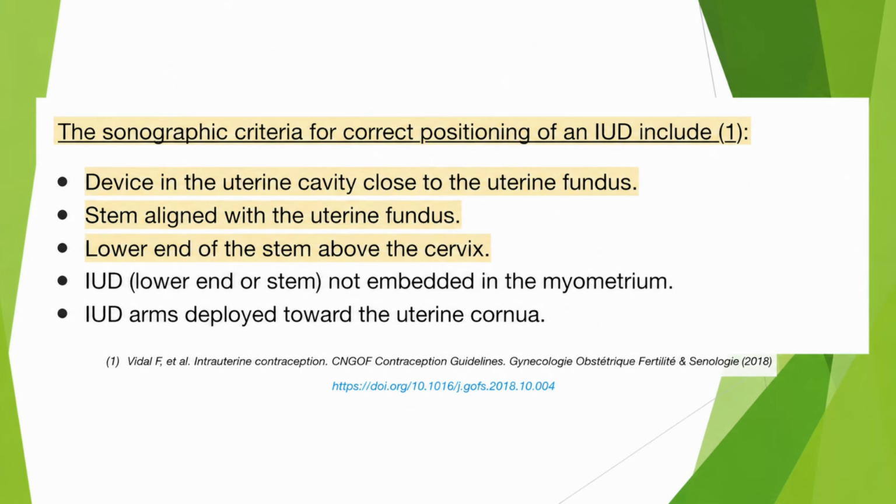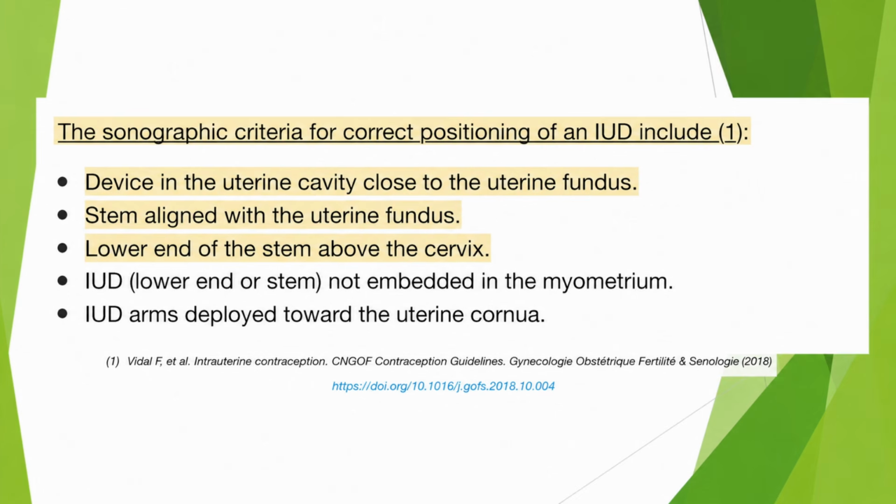So what are the ultrasound criteria? To sum up proper positioning, you should understand it by now, because you've watched the video, so these things should be clear. So 5 criteria. The device must be in the uterine cavity, close to the fundus. We'll look at this a bit more on the next slide. As for the measurements, I recommended 2 centimeters, and we'll talk about that. So the device should be close to the fundus.